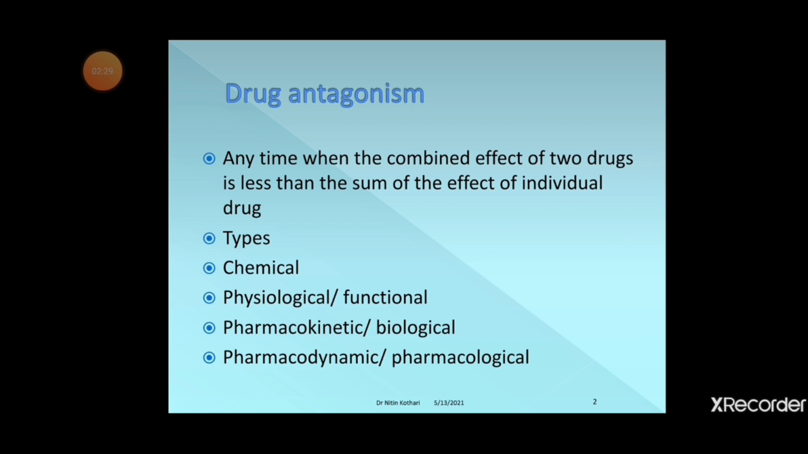This is drug antagonism. It is classified into various types: chemical antagonism, physiological antagonism, pharmacokinetic antagonism, and pharmacodynamic antagonism. Physiological antagonism is also called functional antagonism. Pharmacokinetic antagonism is also called biological antagonism, while pharmacodynamic antagonism is also called pharmacological antagonism.